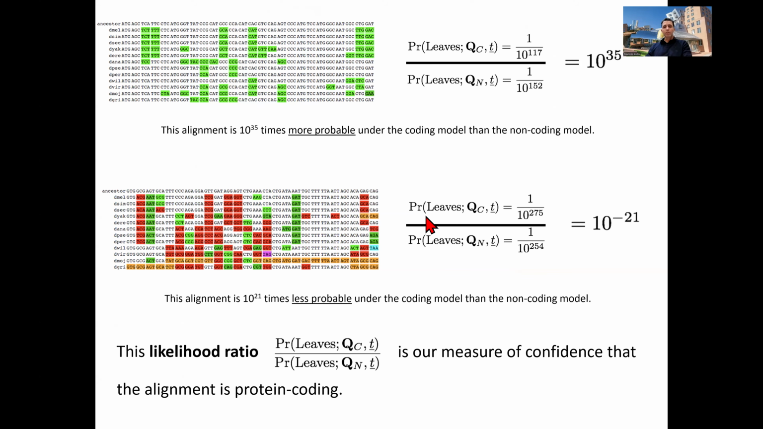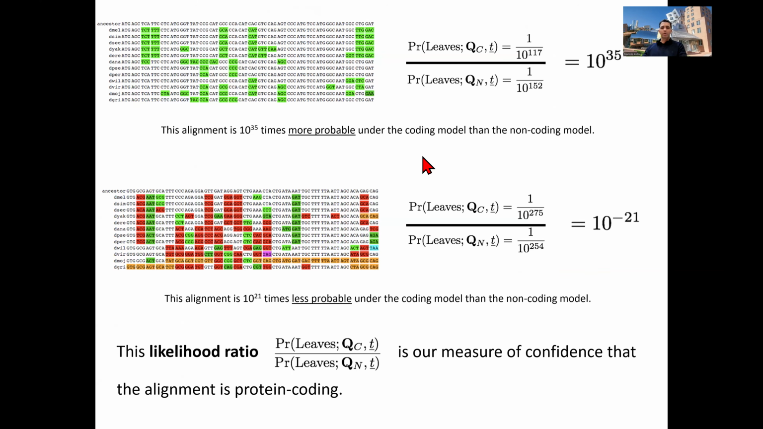you can calculate the probability of observing that exact sequence of leaves under a coding model. And that's, of course, tiny because there are many, many such alignments. So it's 10 to the minus 275. And the probability of observing that exact sequence with a non-coding model is also tiny, 10 to the minus 254, but 20 orders of magnitude more likely under non-coding and 35 orders of magnitude more likely under coding here. Sounds good? So this is extraordinarily powerful.